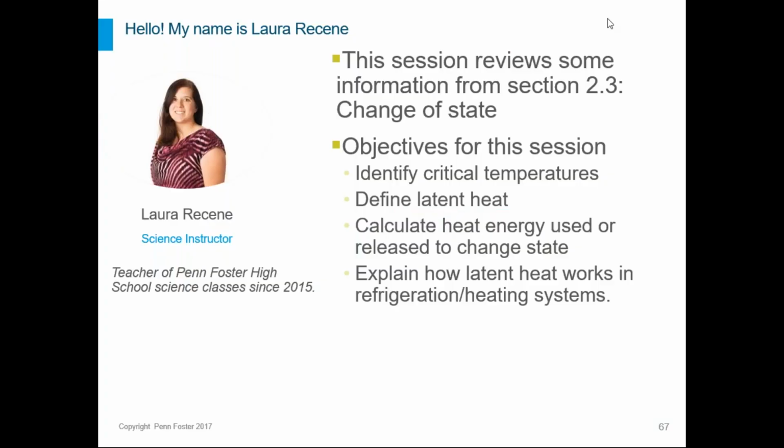We're going to be talking about section 2.3, the reading called change of state. And we're going to be looking at identifying what critical temperatures are, what latent heat is, and calculating the amount of latent heat used or released when matter changes state, and then explaining how that's important for things like refrigeration and heating systems.